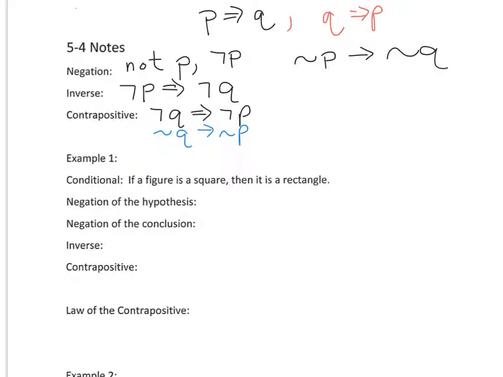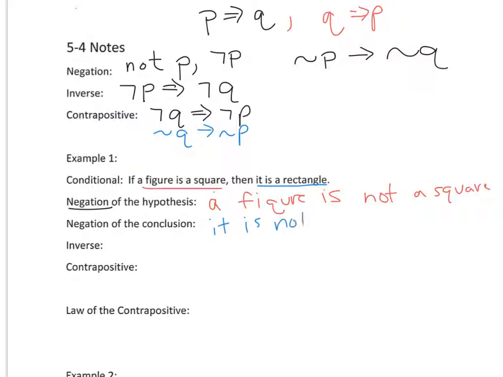If the conditional statement is, if a figure is a square, then it is a rectangle. The negation of the hypothesis, look at the hypothesis, a figure is a square, the negation is a figure is not a square. The negation of the conclusion, a rectangle, is not a rectangle.